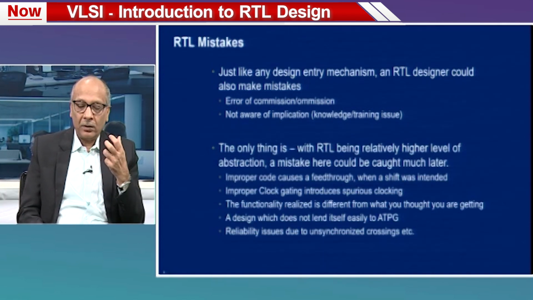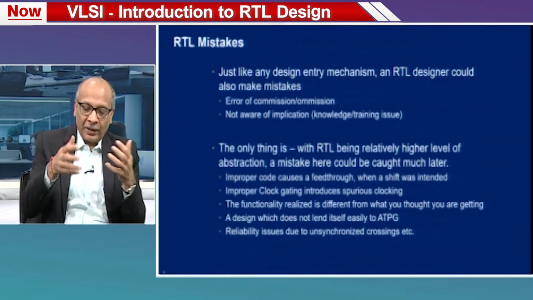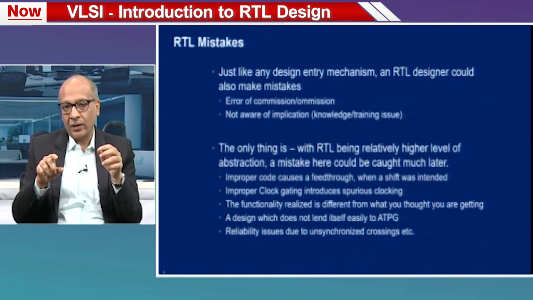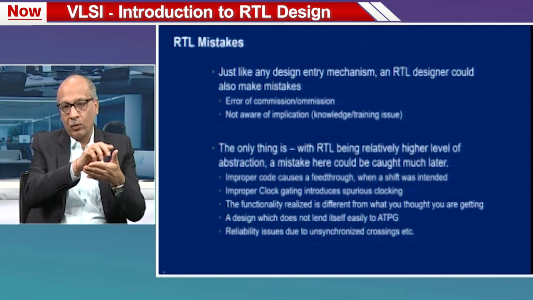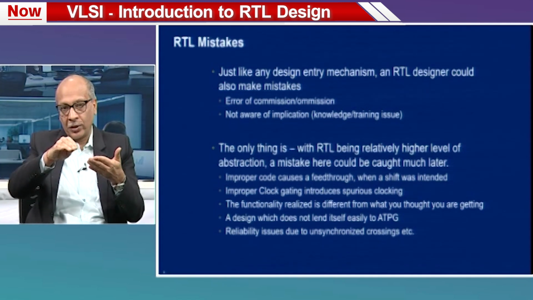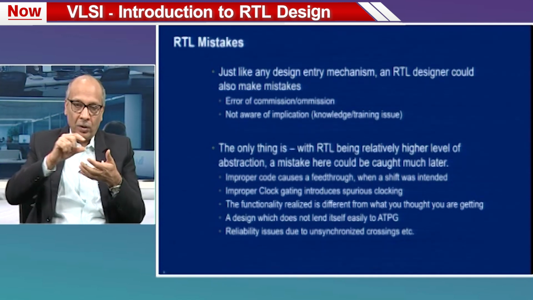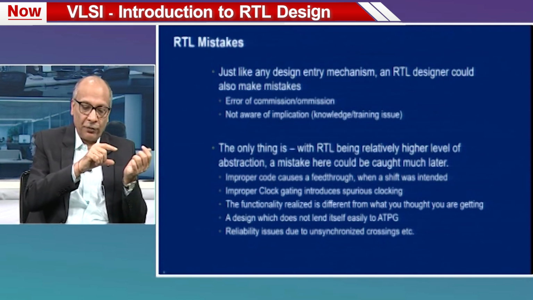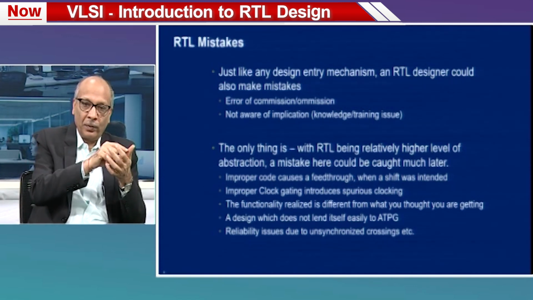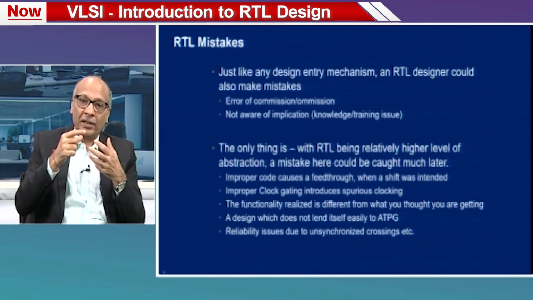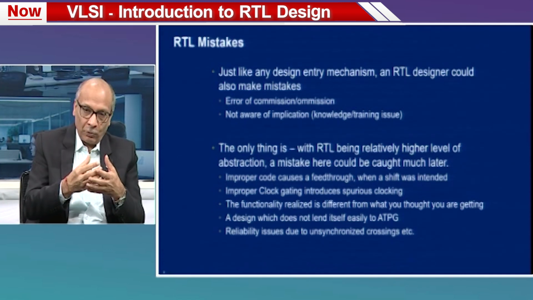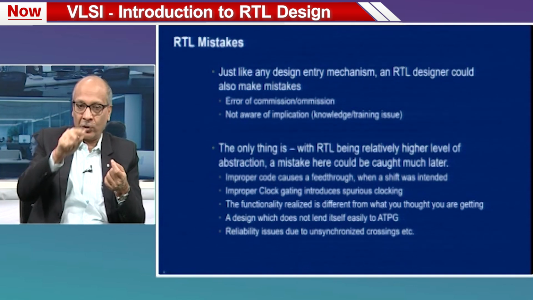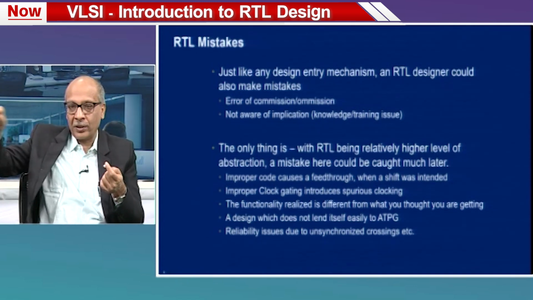And there are some examples. For example, you want to write a shift register. In a shift register, the value moves from one register to the next register to the next register and so on. But if you make a mistake in RTL coding, the shift register could get implemented as a feed through. What that means is at one clock edge, the value moves not from one register to just the second register, but it goes through multiple registers.